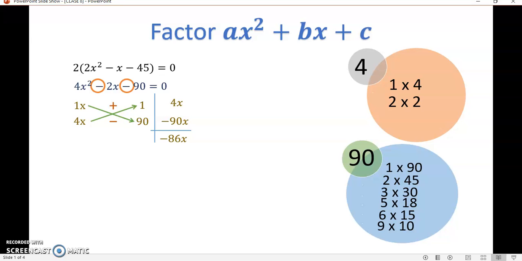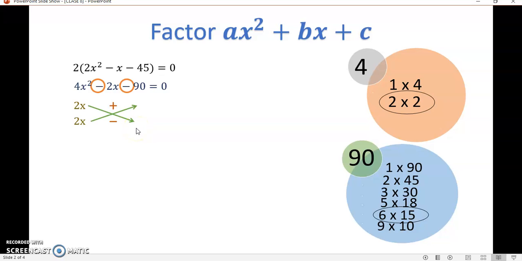This way I know that negative 86x is not the same number I have in the center. So I need to continue testing. I'm going to erase everything and test with other values. Right now I'm going to test with 2 times 2 and 6 times 15. How do I choose these values? I choose them randomly. You need to continue testing until you find the correct answer.